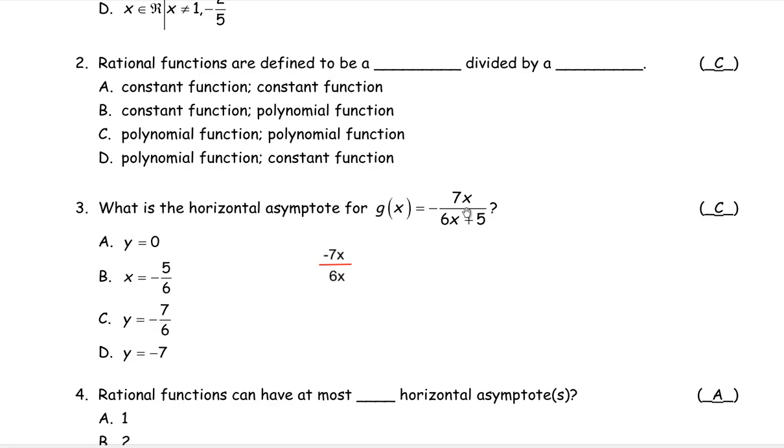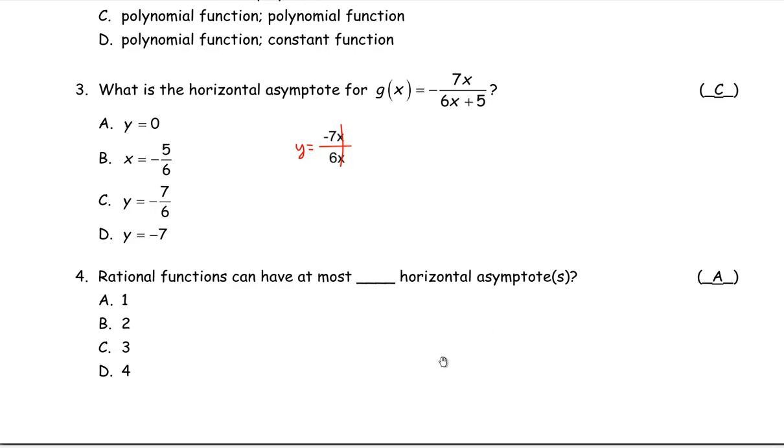So we drop it and just take the ratio of the dominant term on top and bottom. So that's why I wrote negative 7x over 6x here. And so the x's divide out. So we're going to cross the x's out like that. And so the horizontal asymptote is just y equals negative 7/6. So C is the correct answer for number 3. Two C's in a row. Number 4, rational functions can have at most, and we're looking for a number here, horizontal asymptotes. And 1 is the correct answer, A.